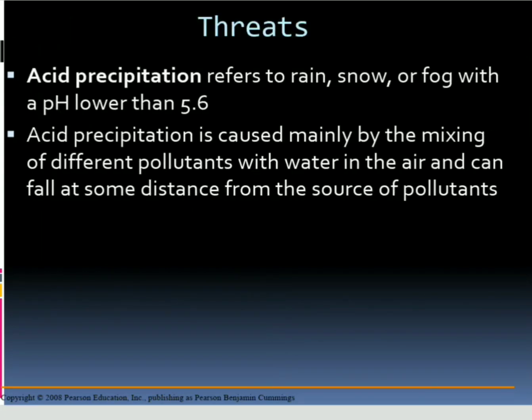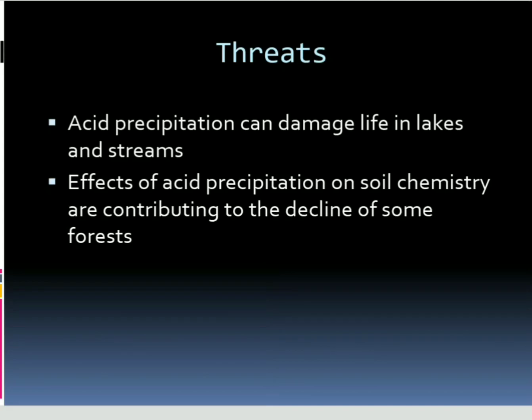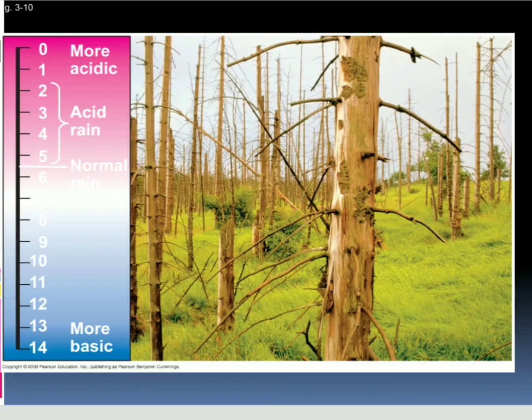Now, threats to water quality. One of them is acid precipitation. It refers to rain, snow, or fog with a pH lower than 5.6. Acid precipitation is caused mainly by the mixing of different pollutants with water in the air and can fall some distance from the source of the pollutants. It can damage life in lakes and streams. Its effects on soil chemistry are contributing to the decline of some forests. Because of this, many forests and water streams are polluted.